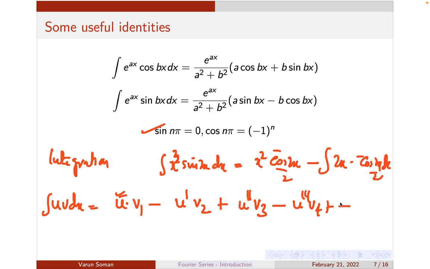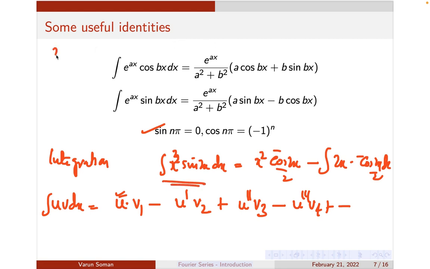Very simple formula. One thing you have to remember is that you will always take u as the function which will go to 0 first. For example, suppose I need to find the integral of x cube sine 2x, I will take u as x cube because x cube will become 0 after 3 differentiations. So always take u as the function which will disappear after a few differentiations. Also always keep u and v separate in calculations, otherwise there is a possibility of making a mistake.